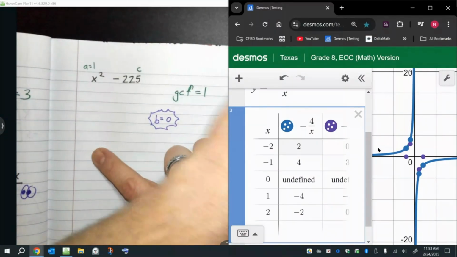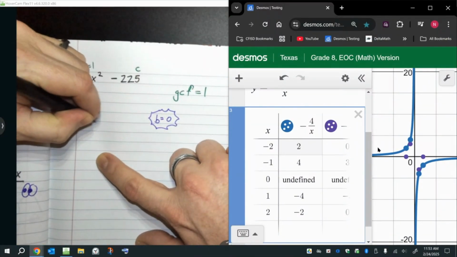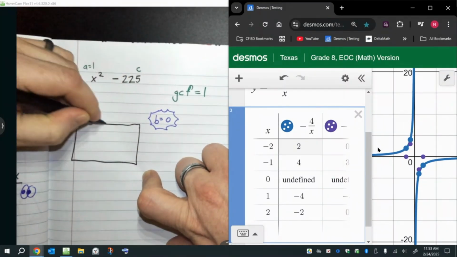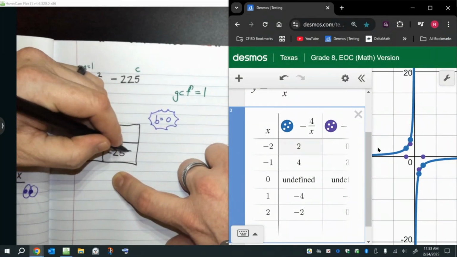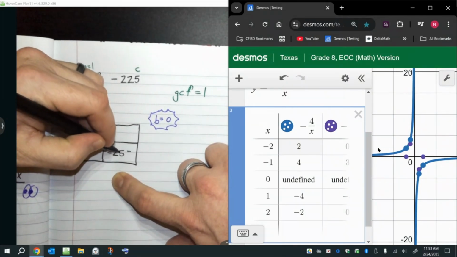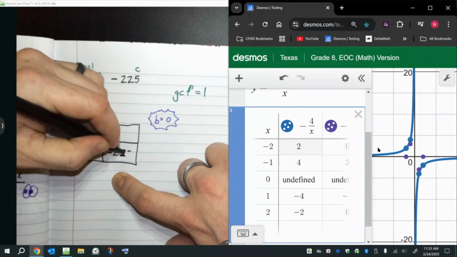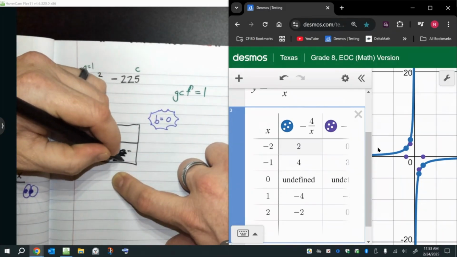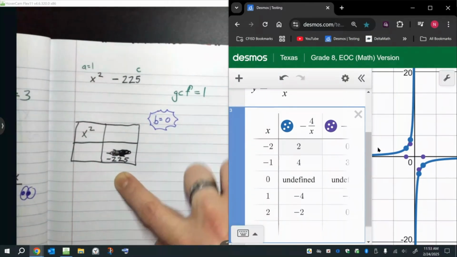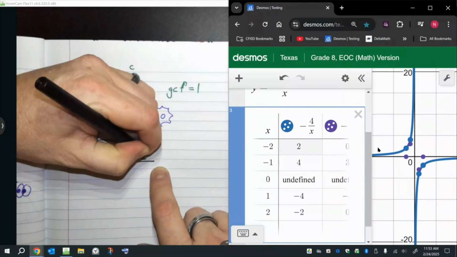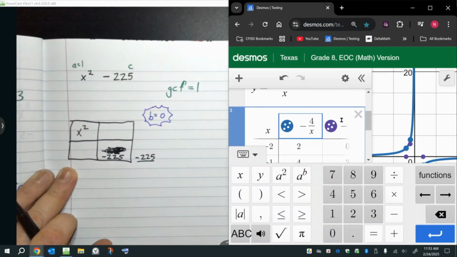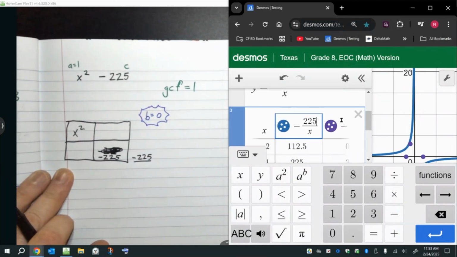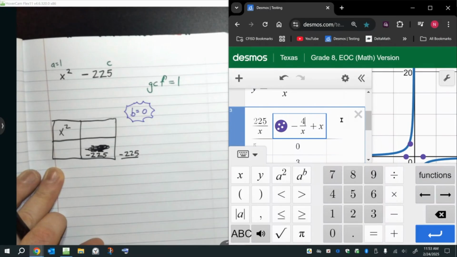So let's draw our box. x squared, negative 225. And then on this line, negative 225. Divide that by x. Let's do 225. And then over here, 225.